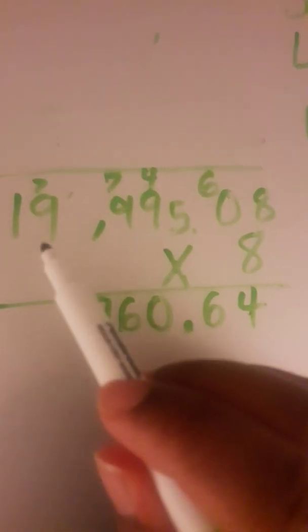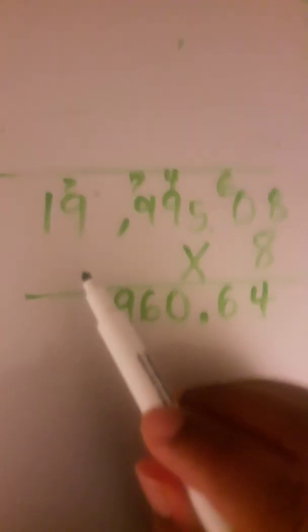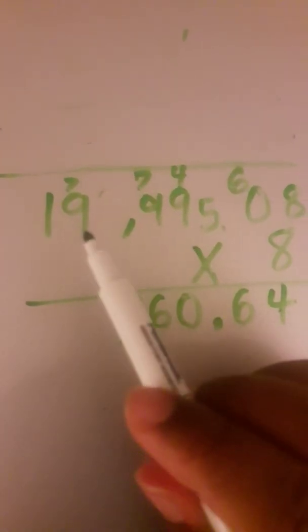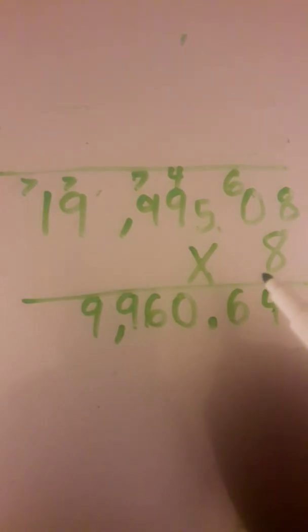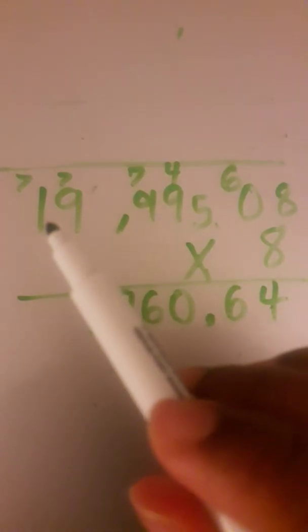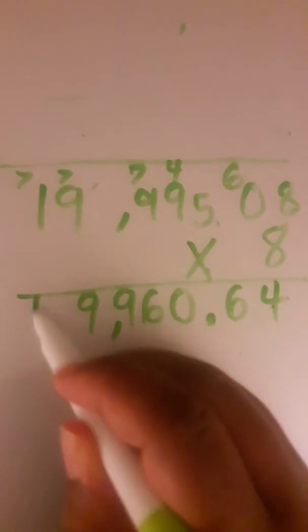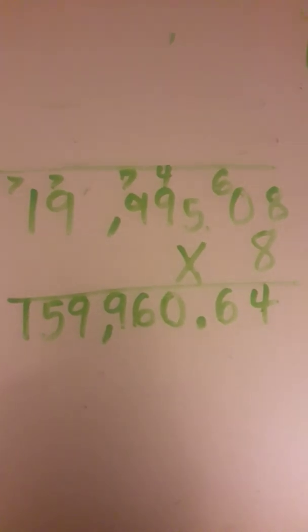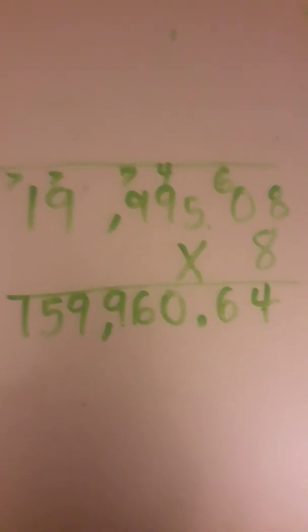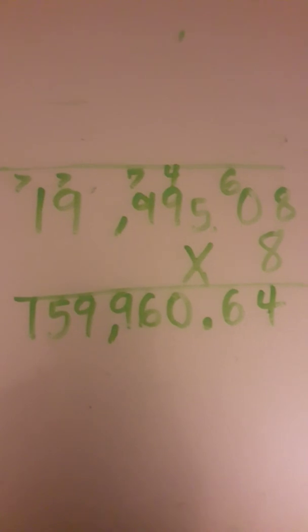8 times 9 is 72, and then adding that 7 on top of that, we have a 9. And then we bring that 7 up top. And so then 8 times 1 is 8. And then we add that 7. And so we have 15. So that means that Mark gets $159,960.64.